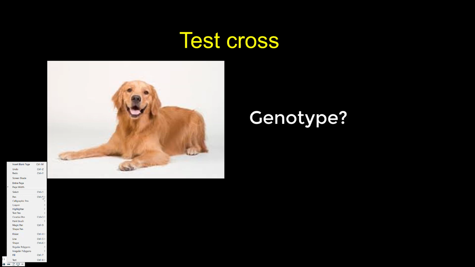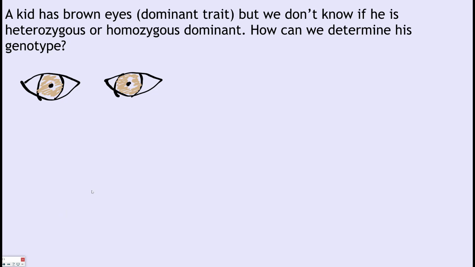So we're going to go over two questions about test crosses. So let's look at the first one. A kid has brown eyes. It's a dominant trait, but we don't know if he is heterozygous or homozygous dominant. How can we determine its genotype?